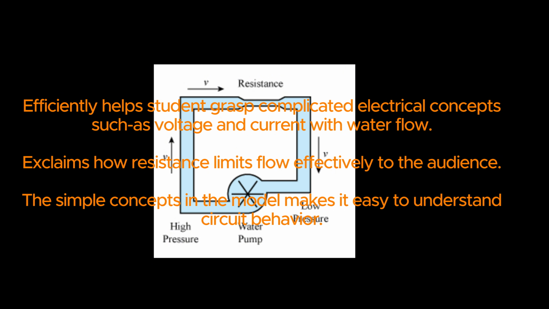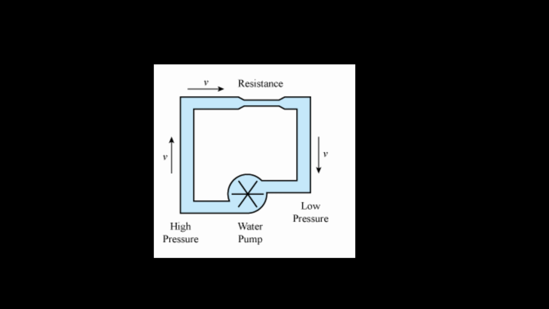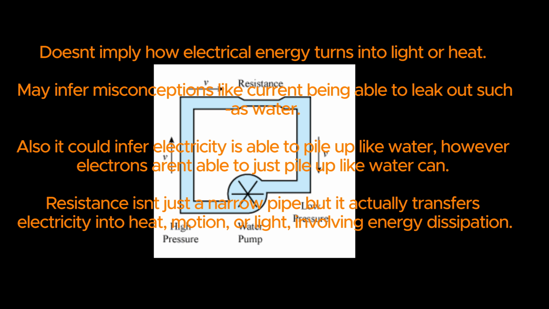Furthermore, it explains how resistance limits flow, and the simple concepts in the model make it easy to understand circuit behavior. However, it doesn't imply how electrical energy turns into light or heat, and it could also infer misconceptions like current being able to leak out, such as water. In electricity, electrons don't just pile up like water can, and resistance isn't necessarily just a narrow pipe that transfers electricity into heat, motion, or light, involving more complex things not available in this model, like energy dissipation.